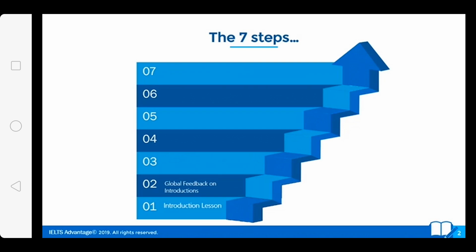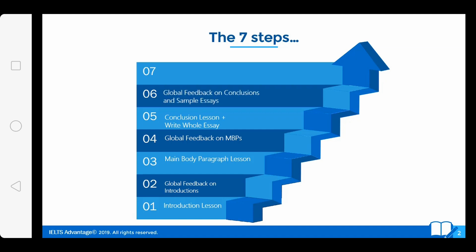Then the second lesson, I'm going to give you global feedback on introductions. So we're going to look at some common problems, some common successes, so that you can compare your introduction with some really, really good introductions and some introductions that need a little bit of work. And then third step is we're going to look at how to write our main body paragraphs. The fourth step, giving you feedback on your main body paragraphs. Fifth, conclusion lesson and writing a whole essay. And then we're going to give you global feedback on conclusions and give you some sample essays to look at so you can learn from them.